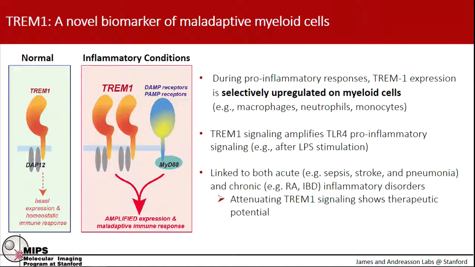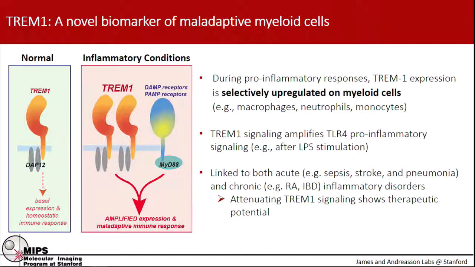And it seems to be only upregulated when there is a maladaptive or pro-inflammatory immune response occurring. It goes down when there is more of a beneficial response, when there's healing. And it's only expressed on your myeloid cells, your macrophages, neutrophils, monocytes, which is great. It's linked to both acute and chronic inflammatory disorders.